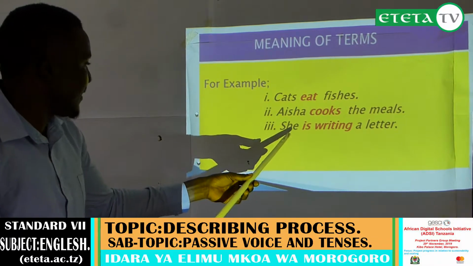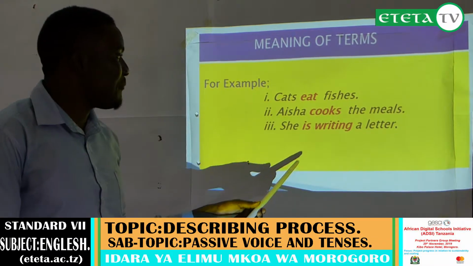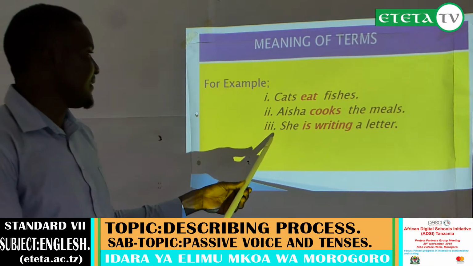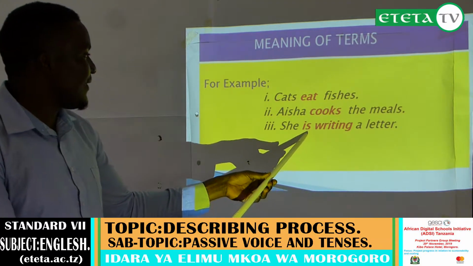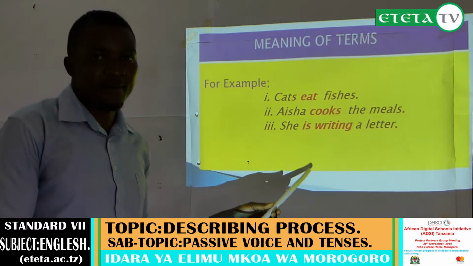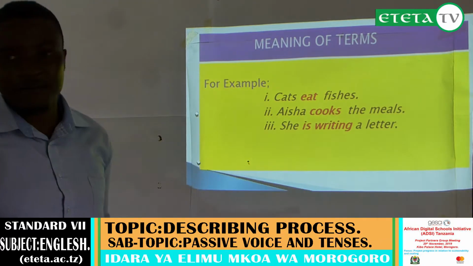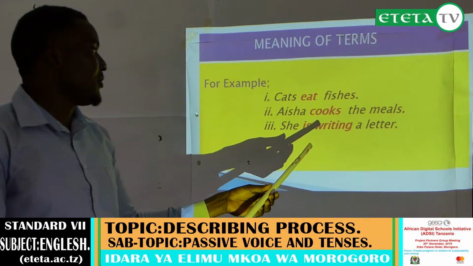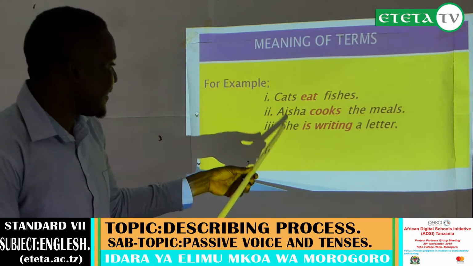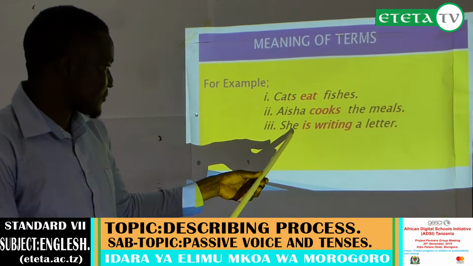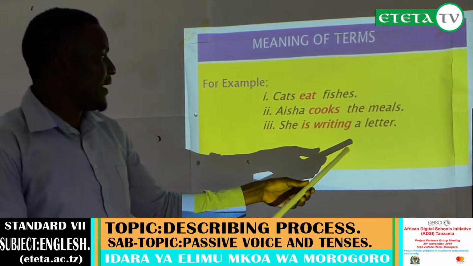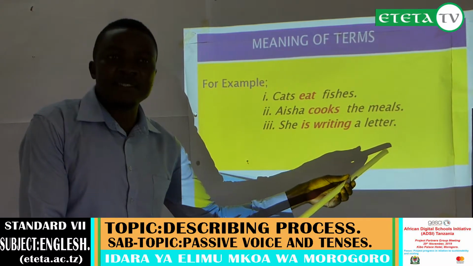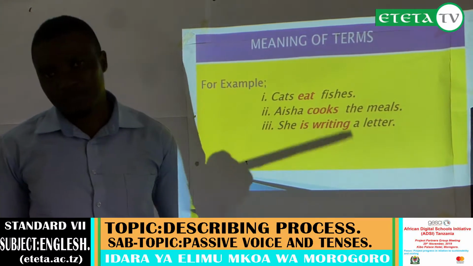So here she refers to someone who performs the action in a sentence. Then is is used as a helping verb, indicating the time of an action. And then this one is a main verb, which also indicates that she is performing the action to an objective, which is a letter.